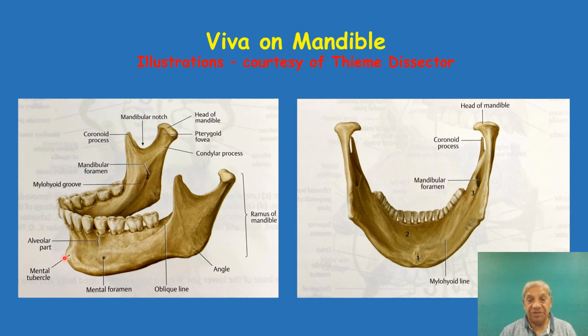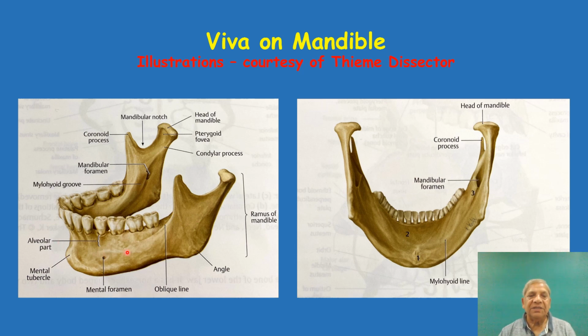Then the question may come from the examiner, what is the junctional line between the ramus of the mandible and the body? You say that if we draw an imaginary line anteriorly onto the ramus of the mandible, then it will be a junctional or demarcation line between the body of the mandible and the ramus of the mandible. Then the question will come, how many surfaces and borders are there in the body of the mandible?